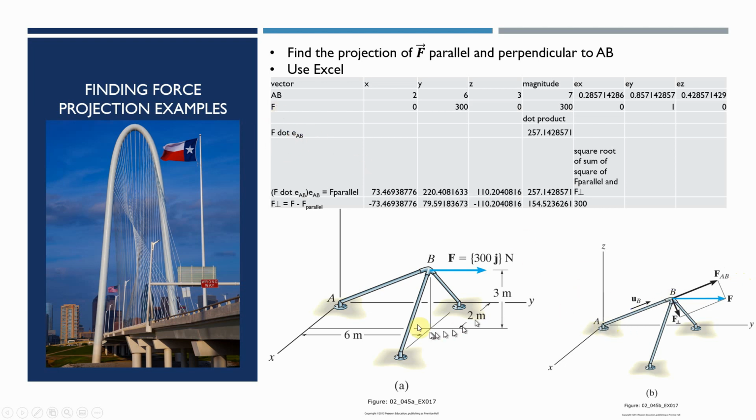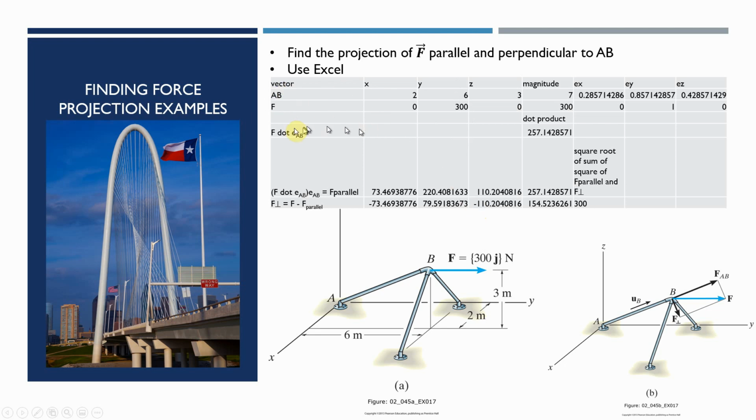Well, you can calculate it pretty easily. The position vector of B is going to be 2, 6, 3, magnitude 7. So the direction vector is going to be these 3 numbers: 0.286 i hat, 0.857 j hat, and 0.429 k hat. We'll keep it to 3 sig figs, but we keep all digits in our intermediate calculations, and Excel will keep that in the spreadsheet. The force is 300 newtons in the j direction.